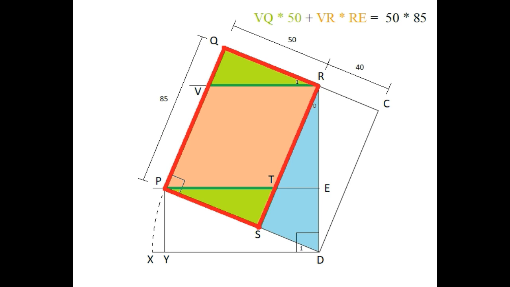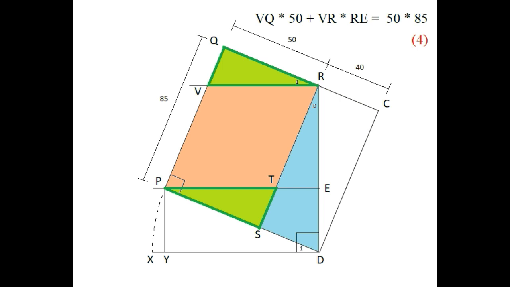That the two green triangles added together have a total area of VQ times 50 is fairly easy to see. That the area of the orange-colored parallelogram equals VR times RE can be seen by rearranging some triangles. Namely in the following way. Here we swapped the blue triangle on the left that was previously triangle TRE with an equal-sized portion of the parallelogram. Now we see that the orange area must be equal to VR times RE. Therefore, VQ times 50 plus VR times RE equals 50 times 85.